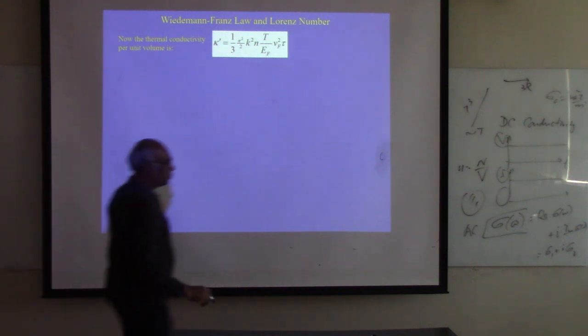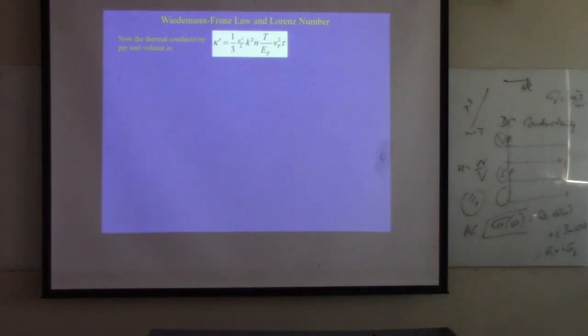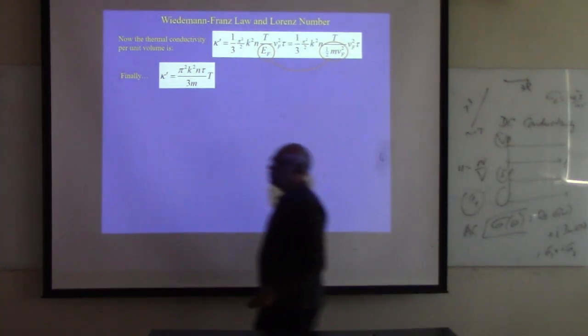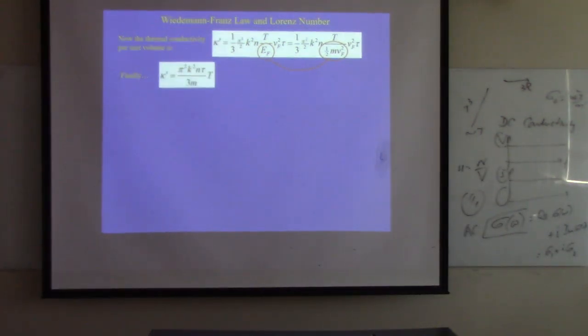You can see this one. So I'm getting some really interesting result here. If you do this, here: pi squared k_B squared N tau divided by 3m times T. So that is this one, right? Now the fun part is coming. So this is fine, right? K prime. Now if you remember, your sigma was N e squared tau over m, right? The Drude conductivity, the DC conductivity.